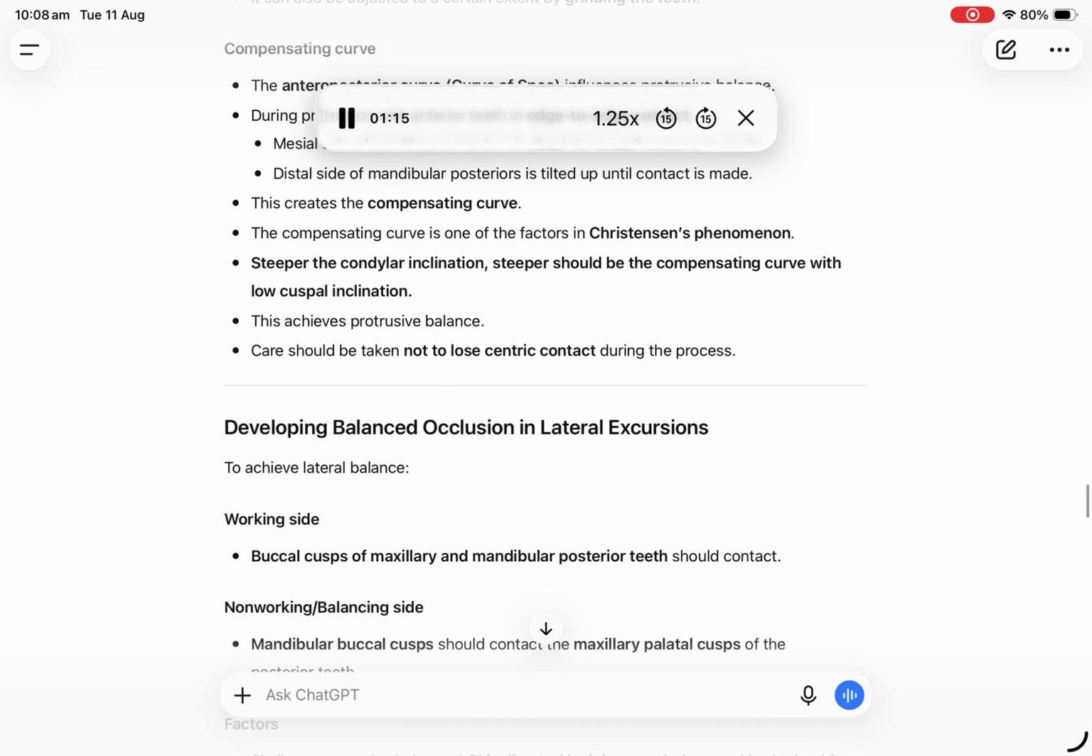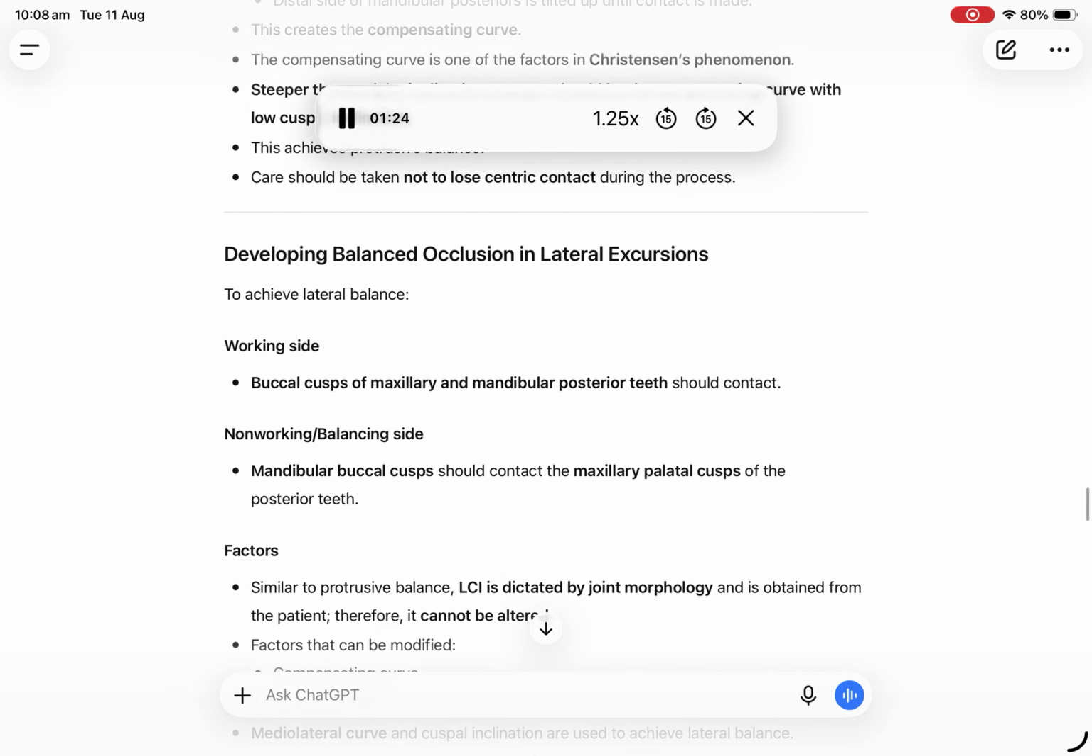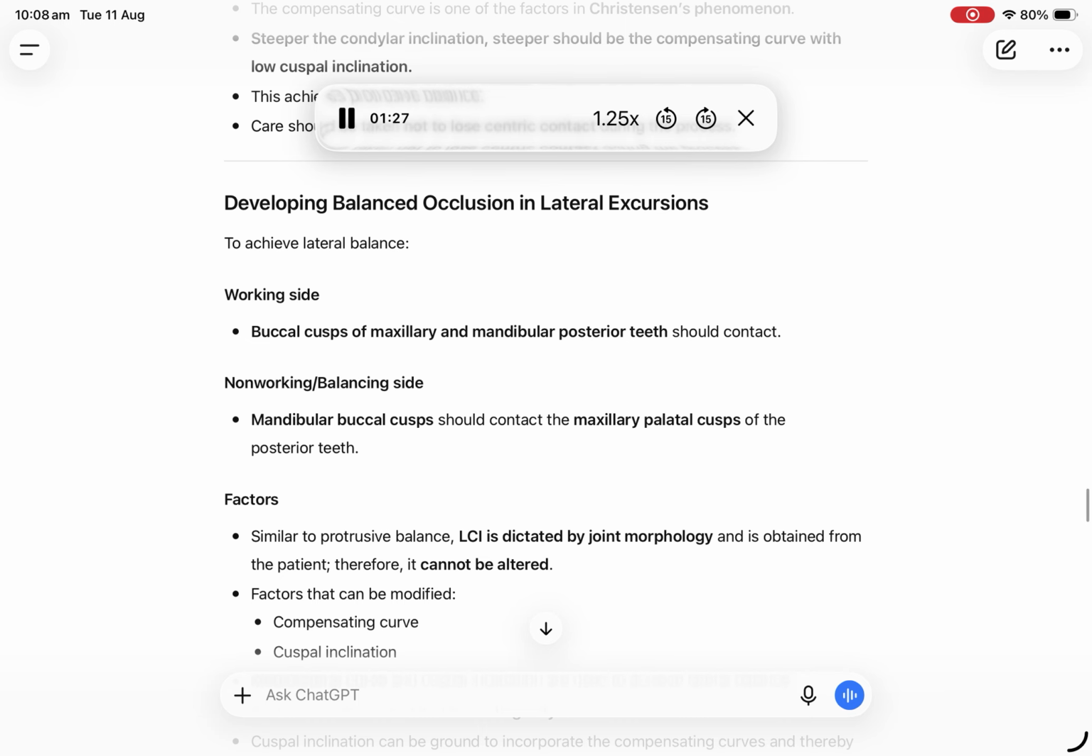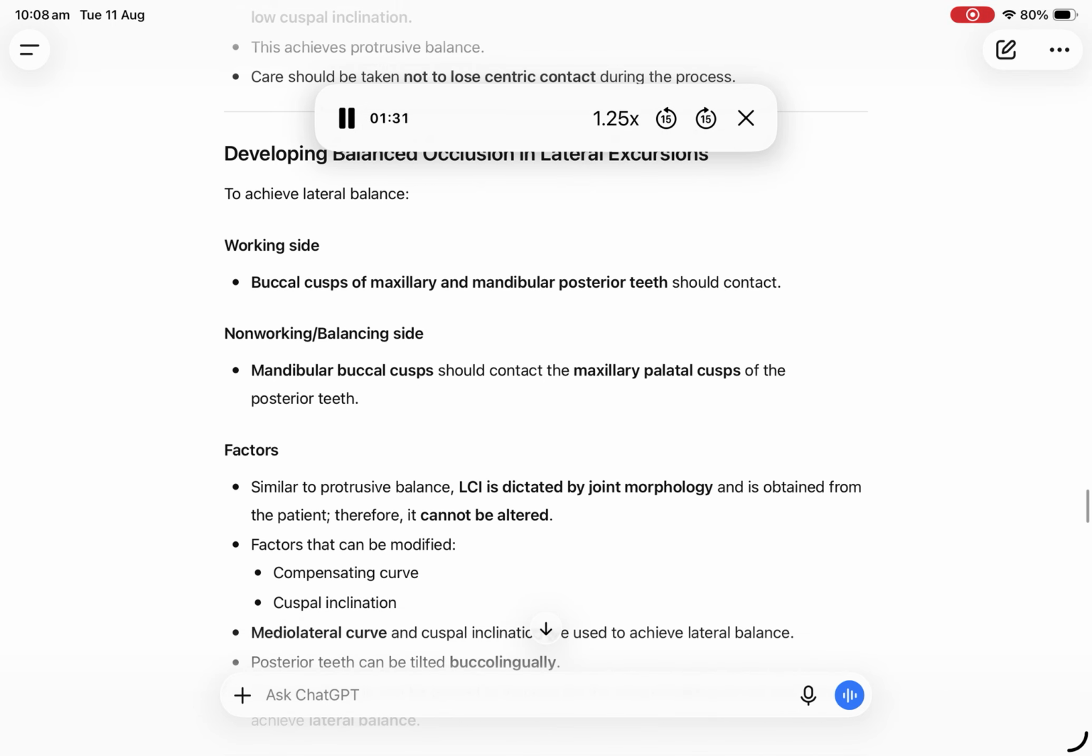Developing balanced occlusion in lateral excursions. To achieve lateral balance, working side, buccal cusps of maxillary and mandibular posterior teeth should contact. Non-working, balancing side, mandibular buccal cusps should contact the maxillary palatal cusps of the posterior teeth.